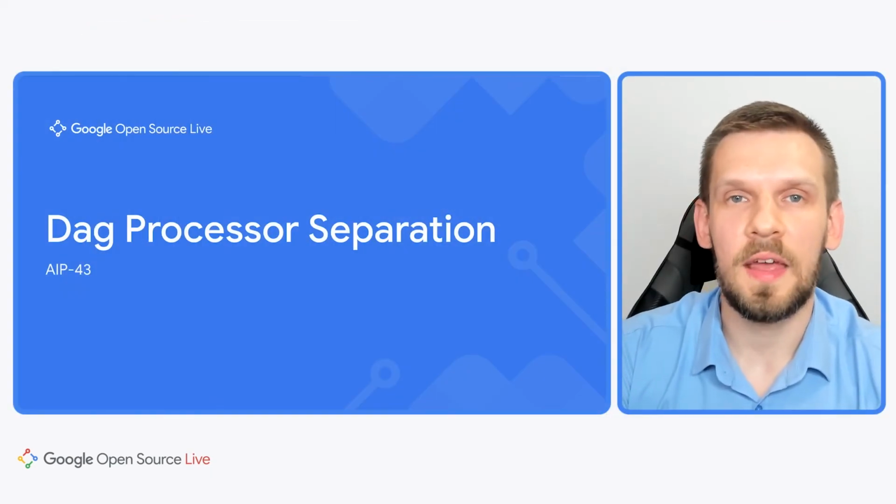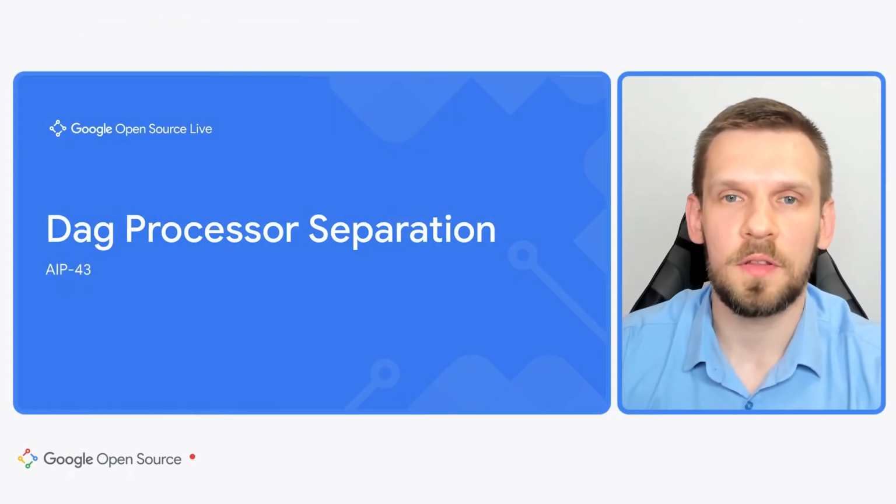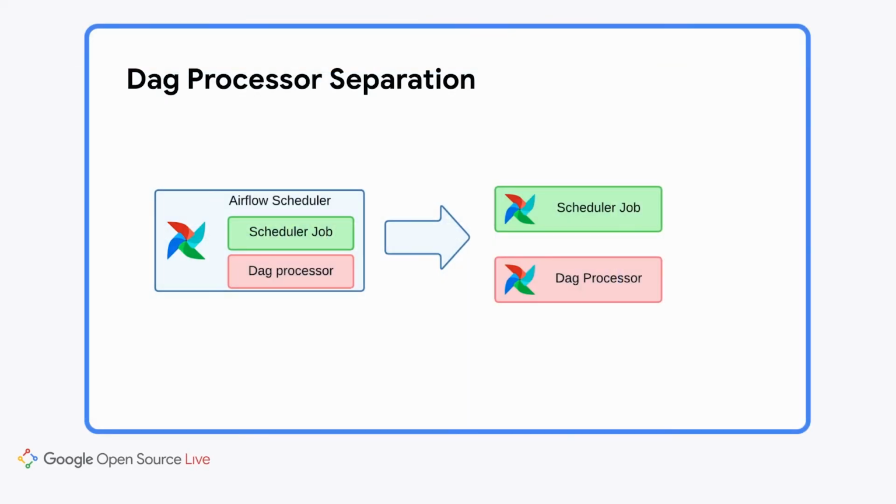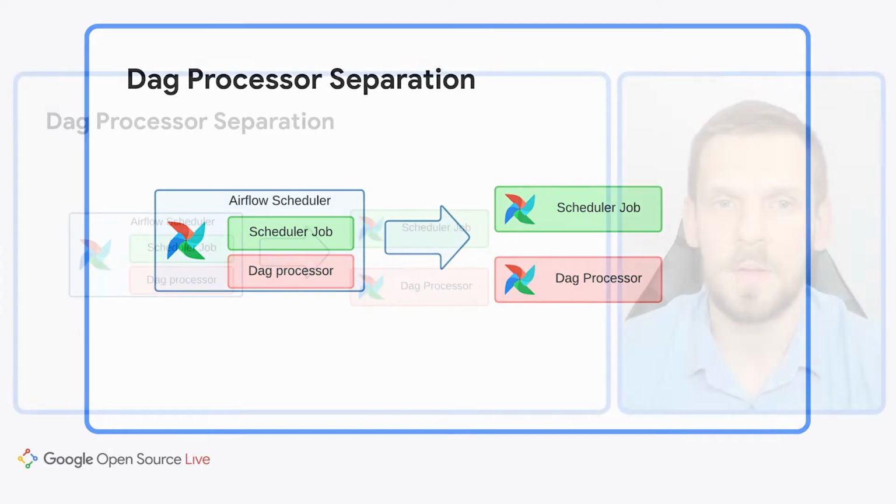Let me start with AIP 43 about DAG processor separation. This AIP is about separating the DAG processor process from the Airflow scheduler and running it on a standalone host, different from the scheduler job. As a result, the DAG processor can no longer affect scheduler work or vice versa, as we see now if Airflow is overloaded. And most of the work is already done. In Airflow 2.3, it is possible to run an independent DAG processor.